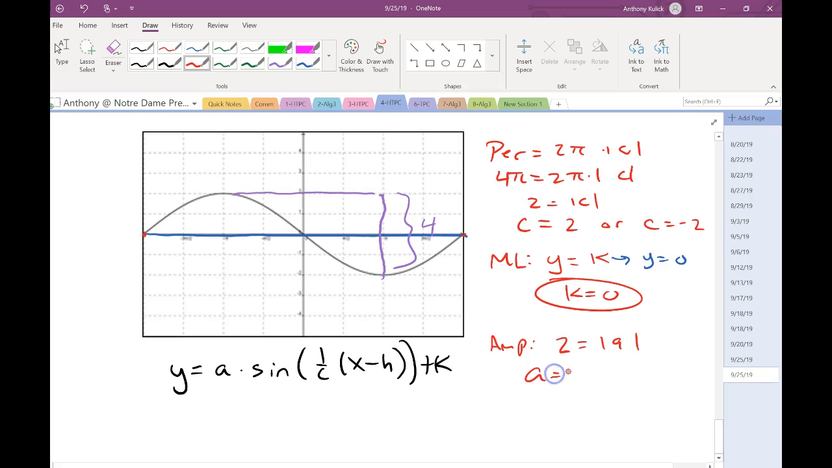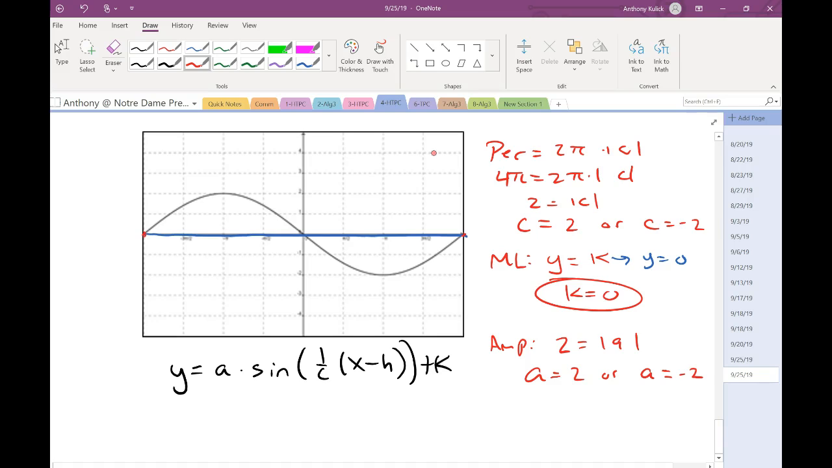So then my A is equal to 2 or negative 2. We're going to put a pin in that also and come back and decide whether we want the 2 or negative 2. Just not right this second. Are we okay so far? Okay. Here comes the tricky piece.